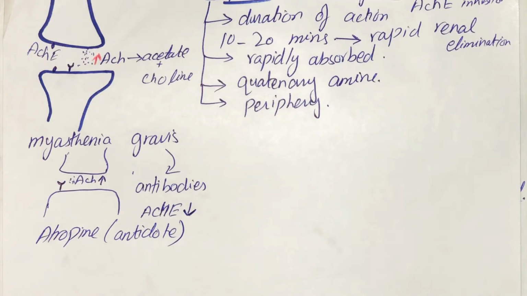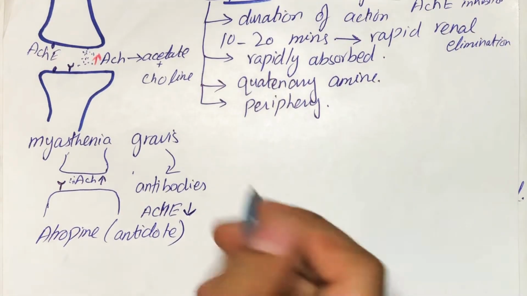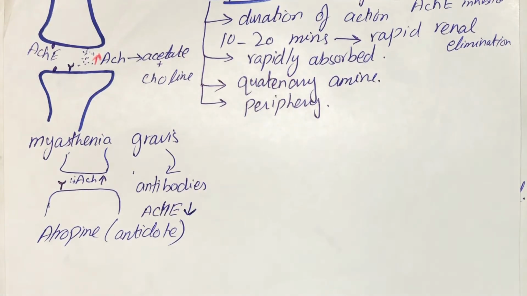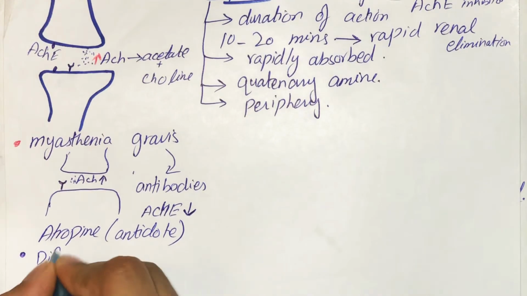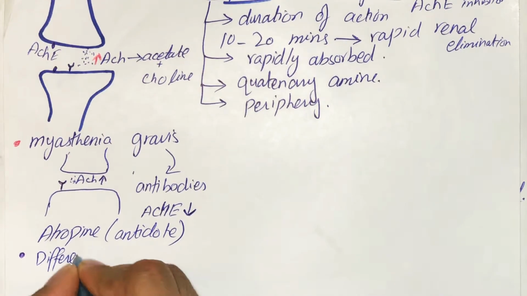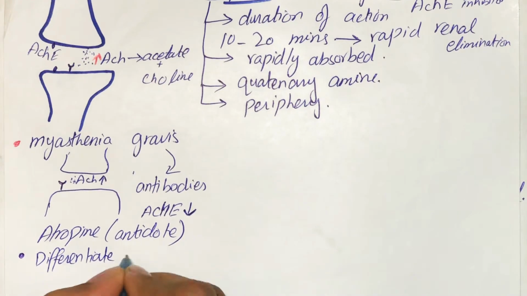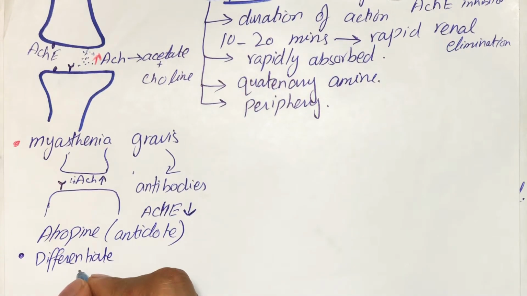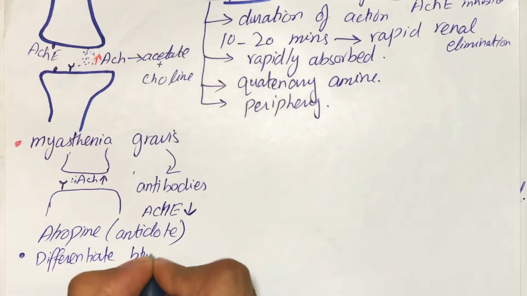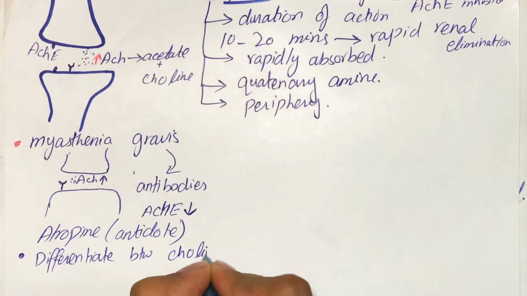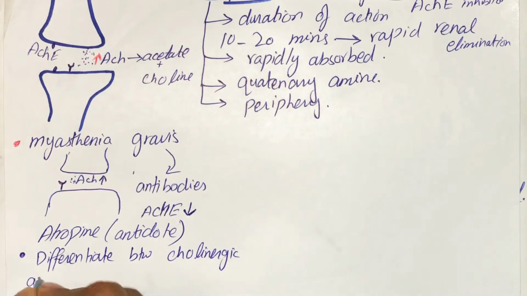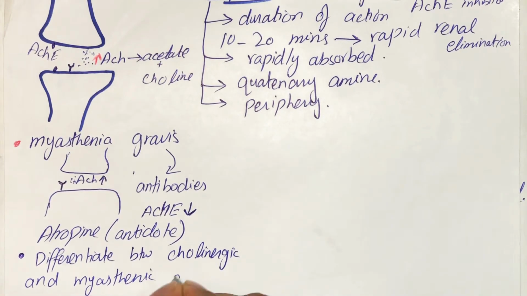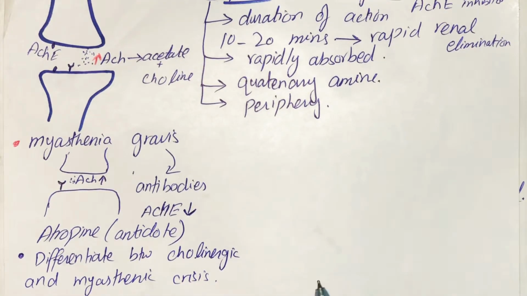So in Myasthenia Gravis, we can use Edrophonium for the diagnosis, and we can also use this drug for differentiating between cholinergic crisis and myasthenic crisis. So we can write over here that to differentiate between these two kind of crises which have similar symptoms, we can absolutely differentiate between them by getting the results.